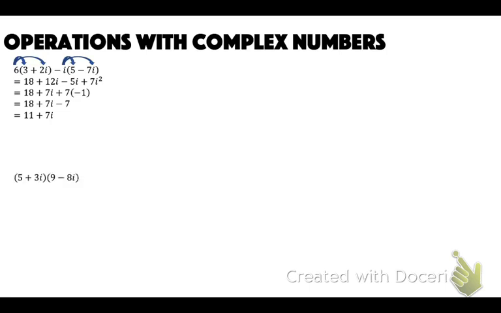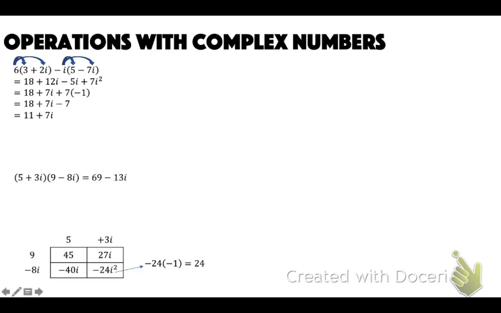Okay, this one, you can use distribution. You could use the box. I think I'm going to use the box. So 5 plus 3i times 9 minus 8i, that's going to be 45, 27i, negative 40i, and negative 24i squared. Again, anytime you see that i squared, it's the same as negative 1. So that's negative 24 times negative 1, which is positive 24. Combine like terms, and we end up with 69 minus 13i.